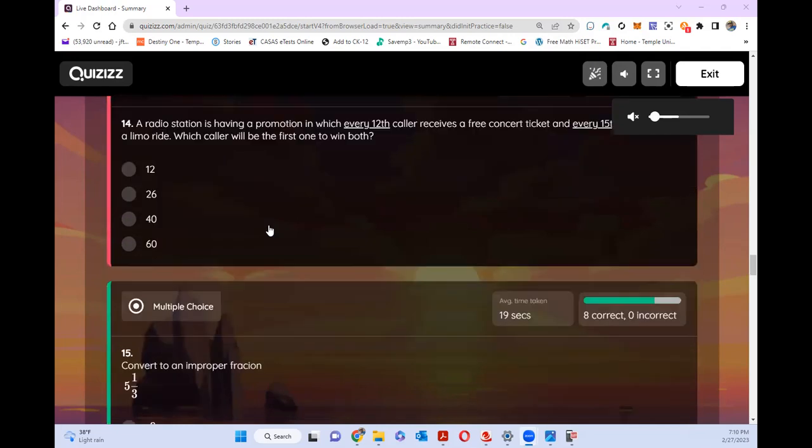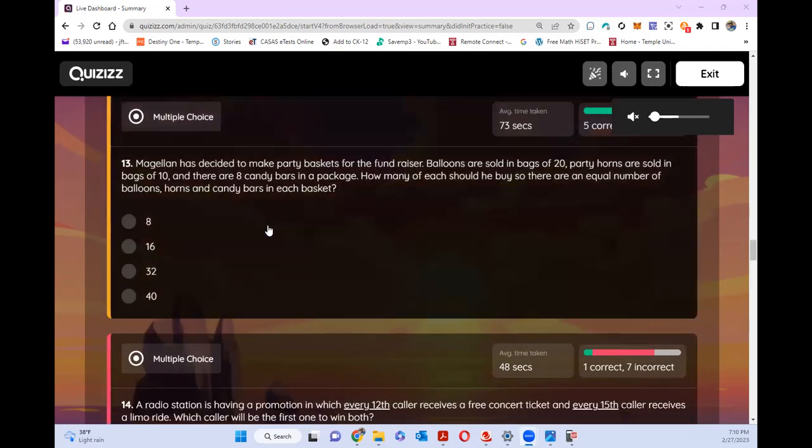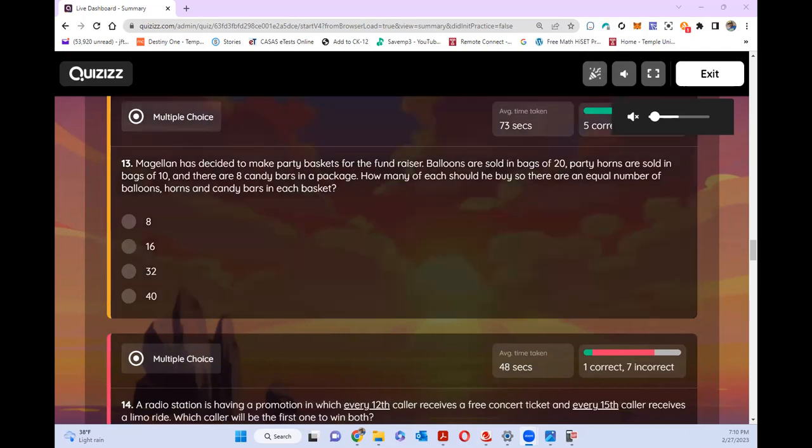13 and 14. I'm only going to go over these two. And I'll send you the link for this quiz. Oh, look at this one. That was fun. Now, most people got this wrong. Look what it says. Magellan had decided to make party baskets for the fundraiser. Balloons are sold in bags of 20. Party horns are sold in bags of 10. And there are 8 candy bars in a package. How many of each should he buy so there are an equal number of balloons, horns, and candy bars in each basket?